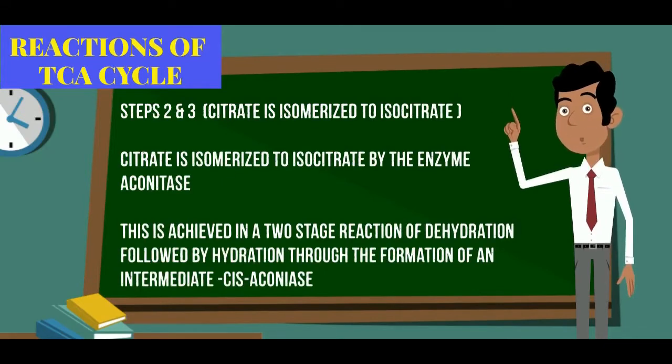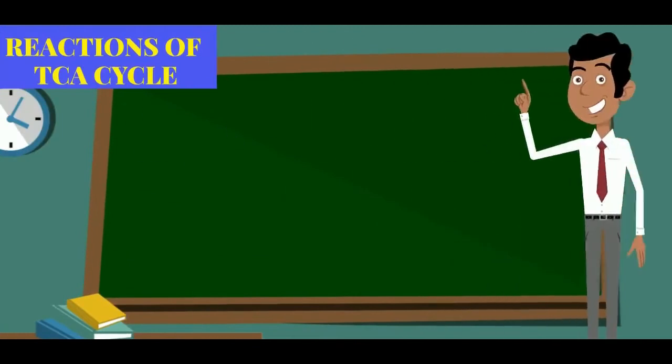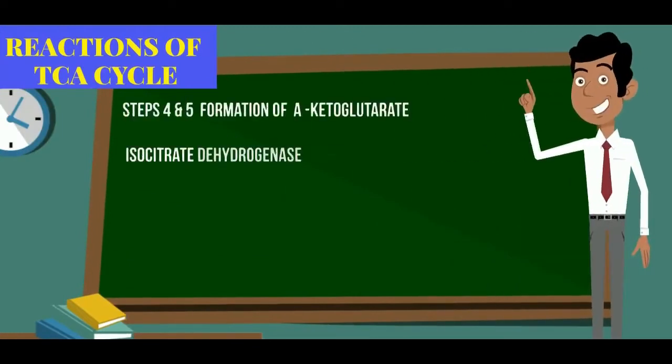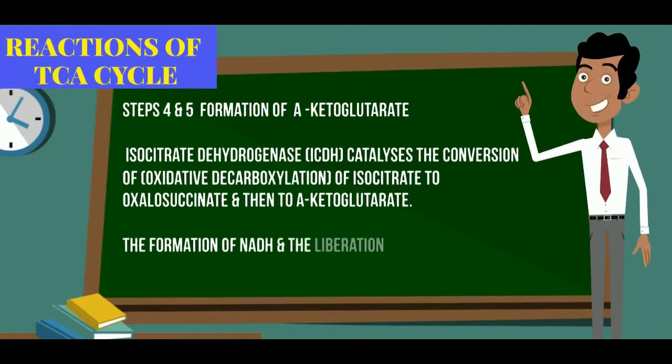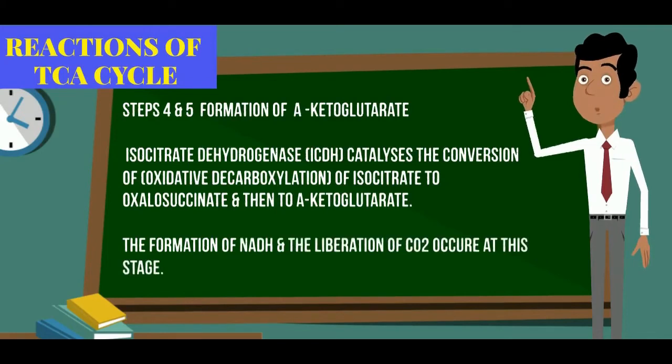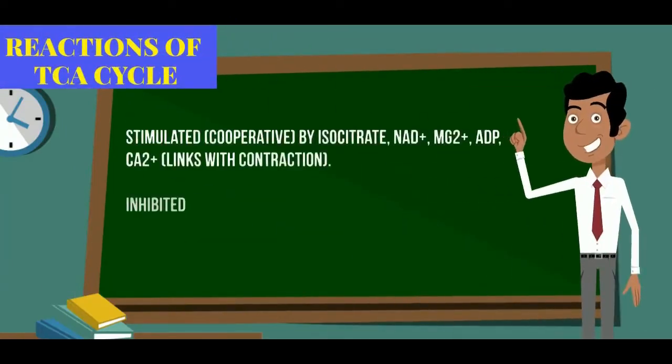Steps 4 and 5, formation of alpha-ketoglutarate. Isocitrate dehydrogenase, ICDH, catalyzes the oxidative decarboxylation of isocitrate to oxalosuccinate and then to alpha-ketoglutarate. The formation of NADH and the liberation of CO2 occur at this stage. Stimulated, cooperatively, by isocitrate, NAD+, Mg2+, and Ca2+, which links with contraction. Inhibited by NADH and ATP.